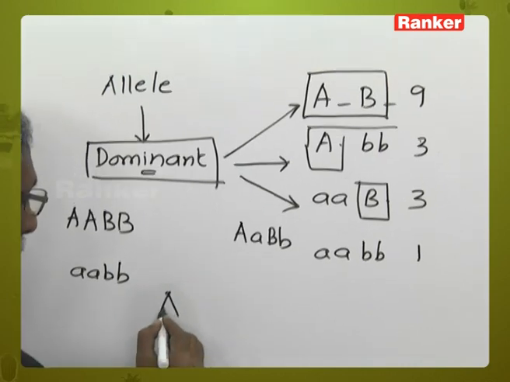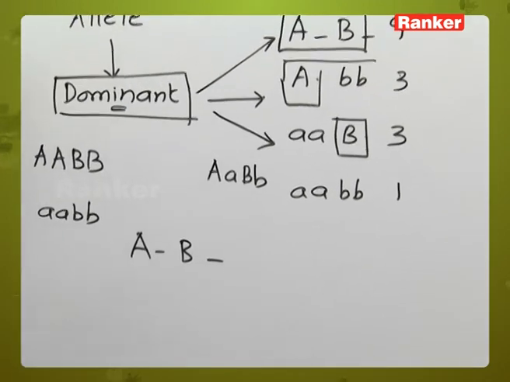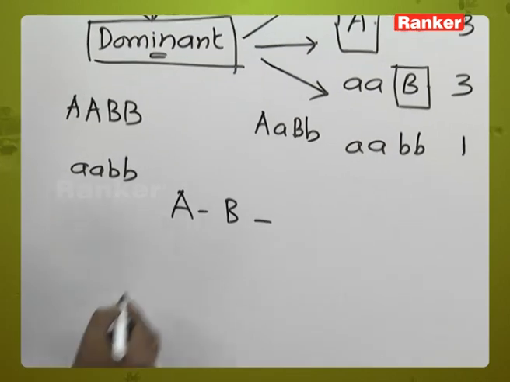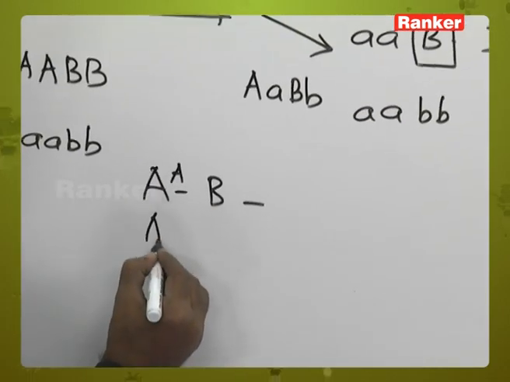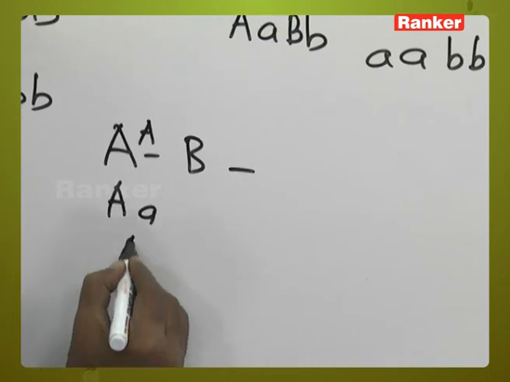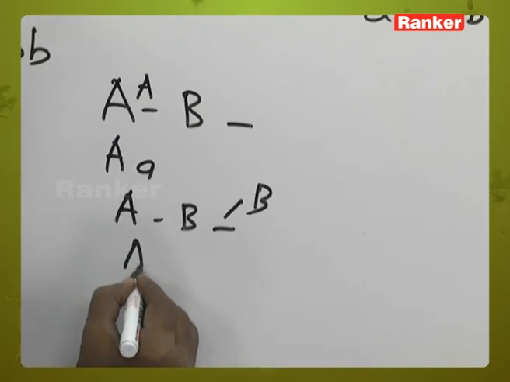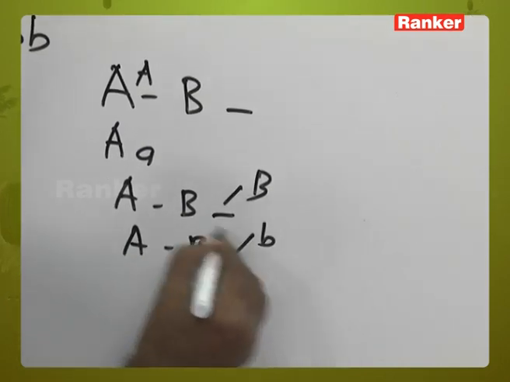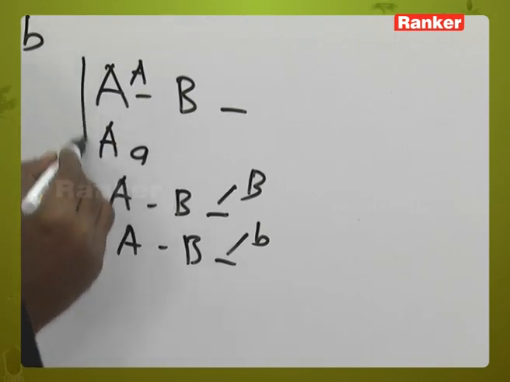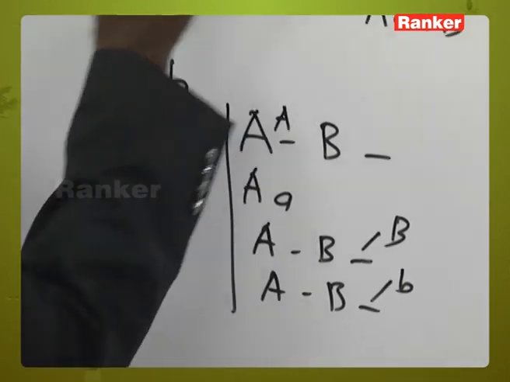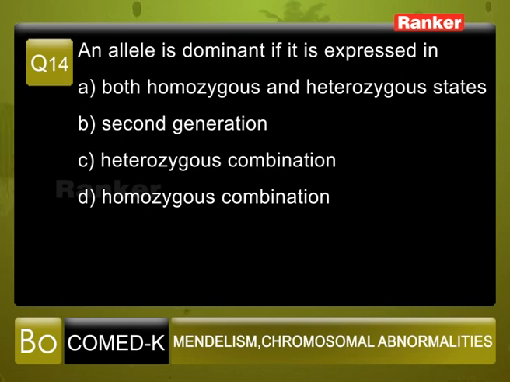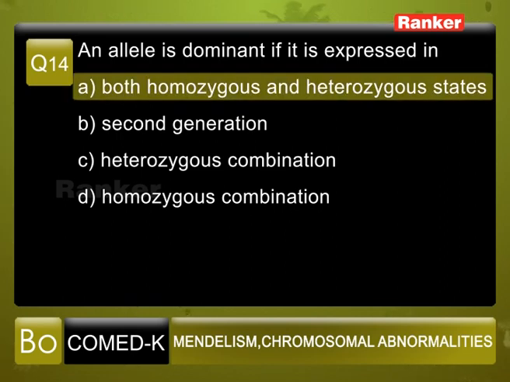You take the situation of capital A dash B dash. Capital A dash B dash can be AA, or it can be A and small a, as well as capital BB, or it can also be small b. So there could be different sorts of combinations. So for the allele for dominance, the correct answer is predominantly A. So for the 14th question, the answer is A, which indicates dominance present both in the homozygous as well as in the heterozygous condition.